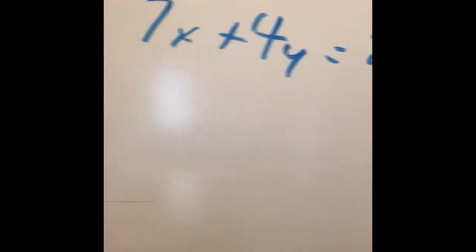Okay, so the next question. Determine the equation of the line that has the same slope as 7x plus 4y equals 20. Okay, and we want the same slope as this equation. So we need to isolate y, get mx plus b, and then find m.